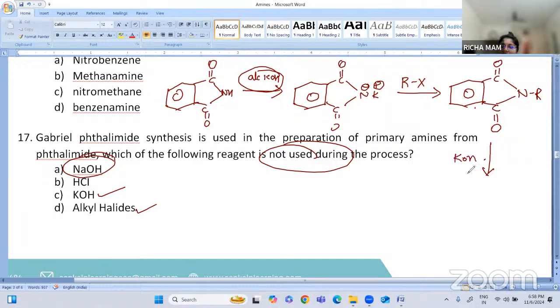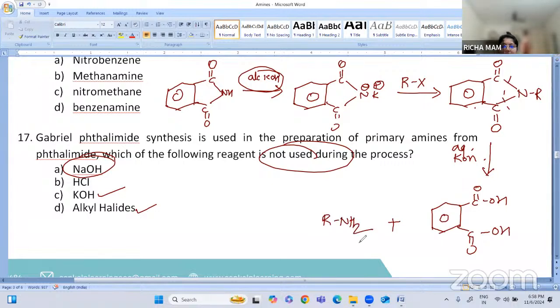So if I treat it with KOH, here I'm going to use aqueous alcoholic. Now what am I going to get? So this is the product. I'm going to get phthalic acid plus primary amine, right? So what is not used? HCl is not used to prepare the amines from phthalimide in the Gabriel phthalimide synthesis.